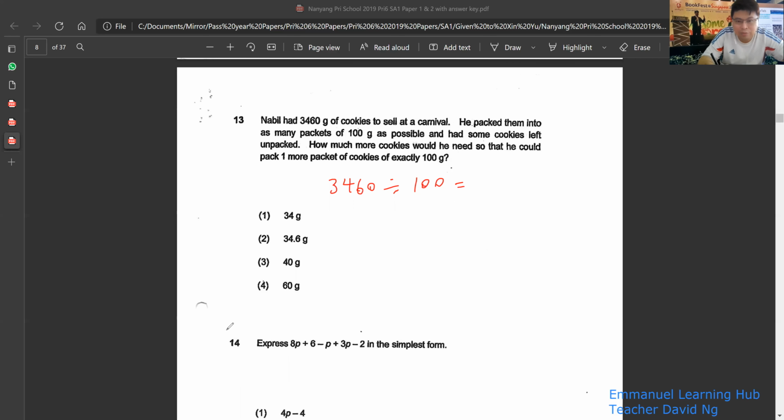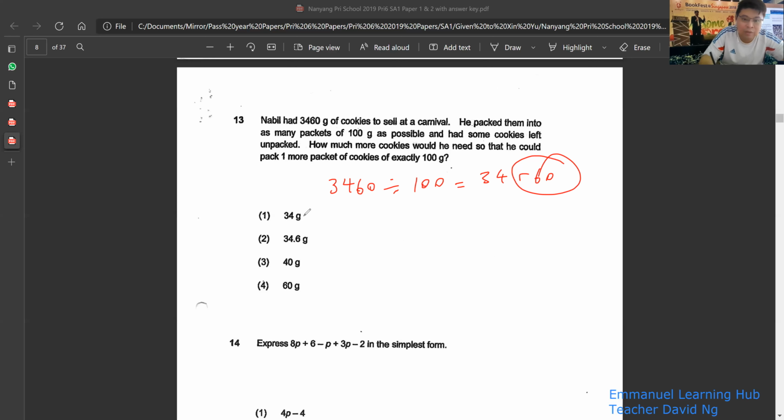Yes. So if I divide by 100, agree? Yes. So there's an extra 60 grams of cookies that are not packed. Okay, left some cookies unpacked. So the cookies that are left unpacked refer to 60 gram, right? The 60.